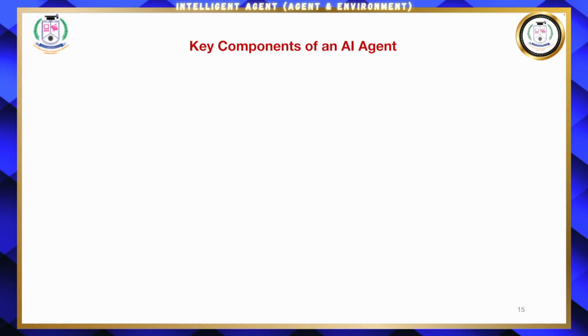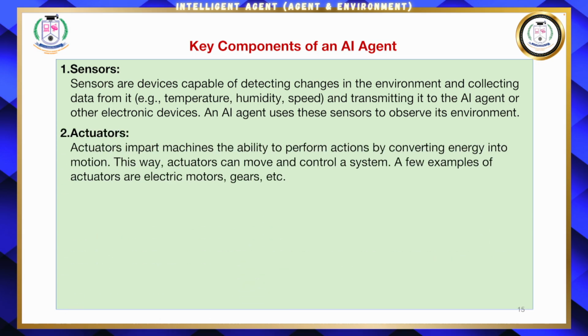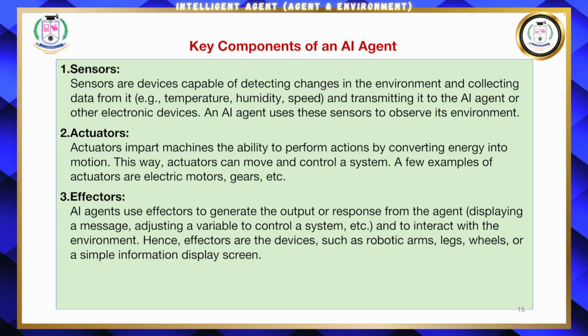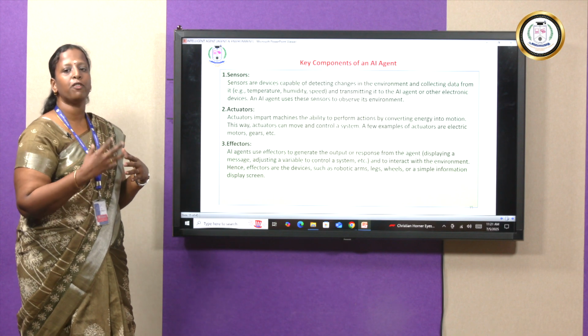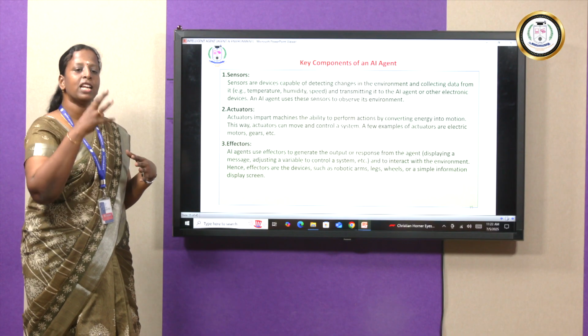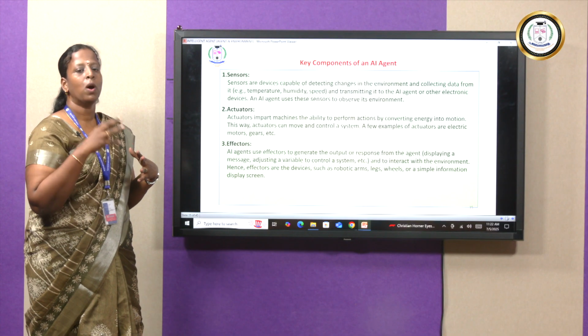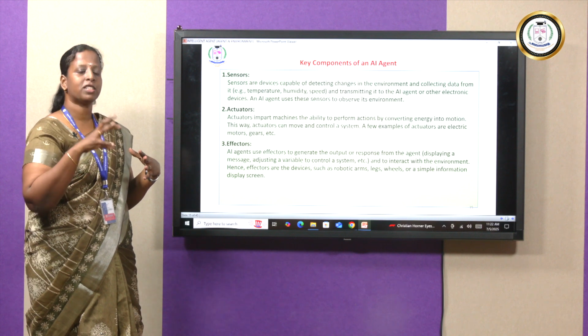Next we will see the key components of an AI agent. An AI agent consists of sensors, actuators, and effectors. A sensor is one which gets the input from the environment. Once the input has been obtained from the environment, it then decides what action should be performed. Once the action has been performed, finally the decision is made about which task should be done.